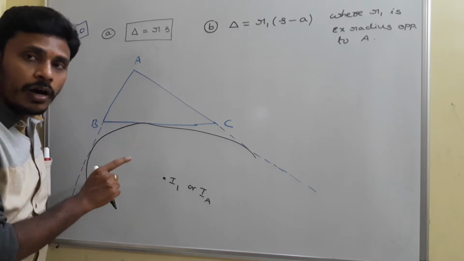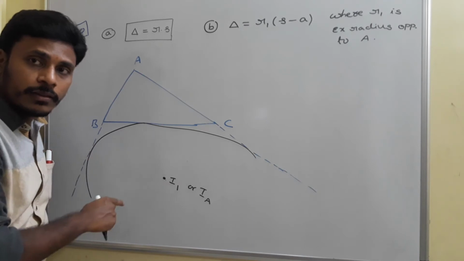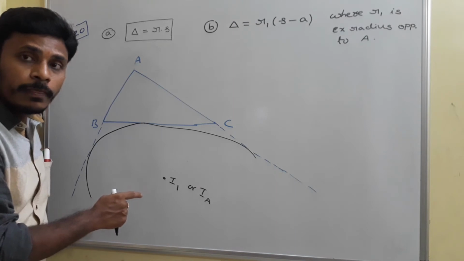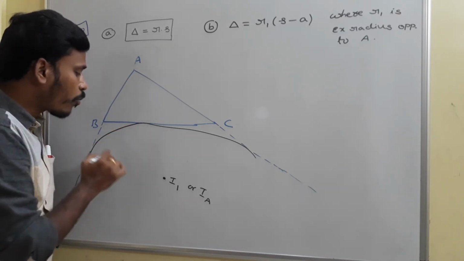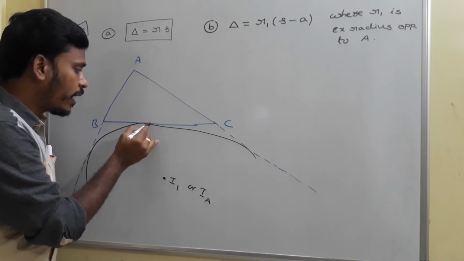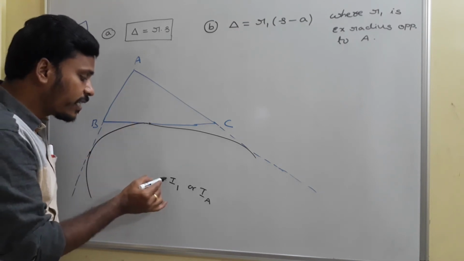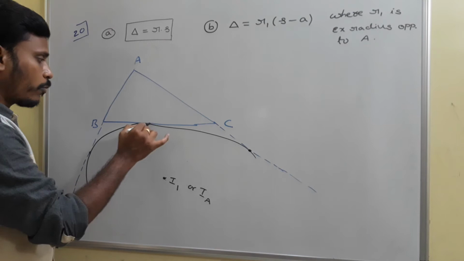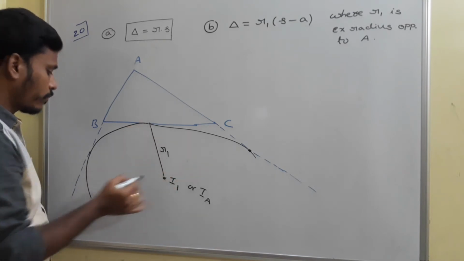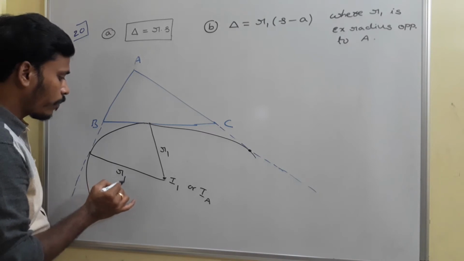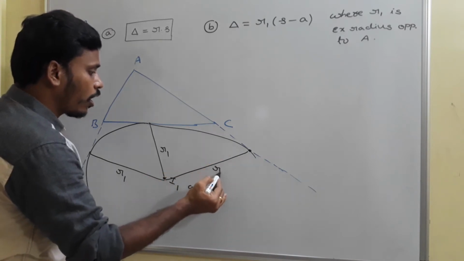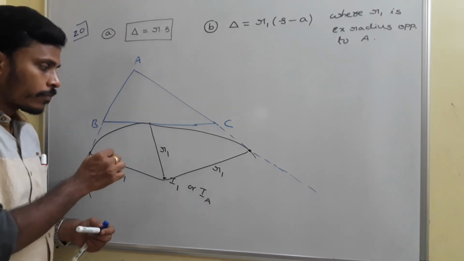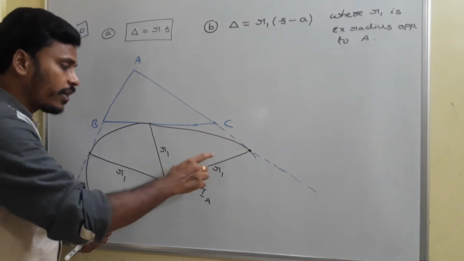Now we are thinking about R1. R1 is the radius of this circle, whose center is I1. Since this circle is touching the three sides at some points, you may name the points, and from the excenter I1 to these points, the distance is always equal to the radius R1. If you join these two, this is R1, and if you join these two, this is R1, and if you join these two, this is again R1. From a center to a point on the circle, the distance is R1.